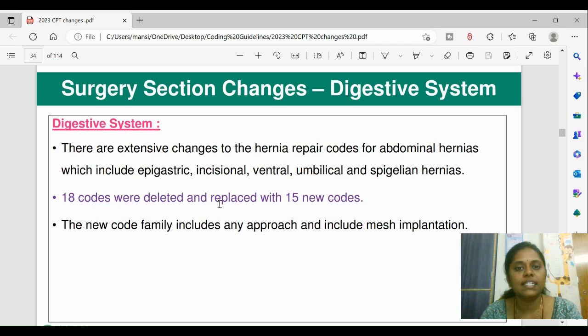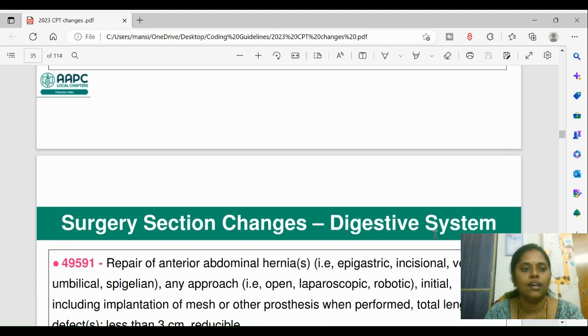Eighteen codes were deleted and replaced with 15 new codes. The new code family includes any approach, whether open, laparoscopic or robotic. There is only one code; all the codes include all three types of approach and include mesh implantation.